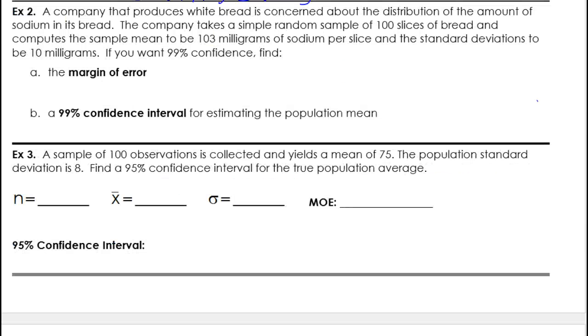All right, I'm going to do example 2 pretty fast, so try to keep up. A company that produces white bread is concerned about the distribution of the amount of sodium in the bread. The company takes a random sample of 100 slices and computes the sample mean to be 103 milligrams of sodium per slice. Standard deviation 10 milligrams. If you want 99% confidence, find the margin of error.